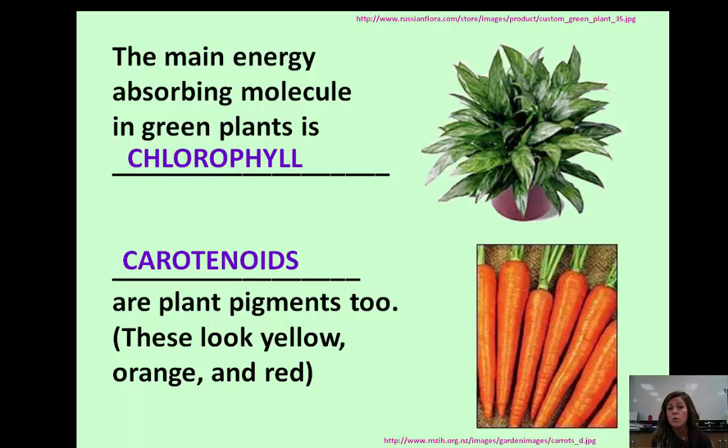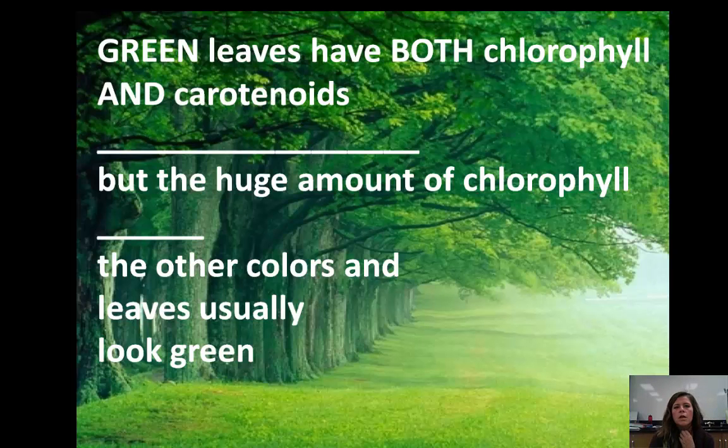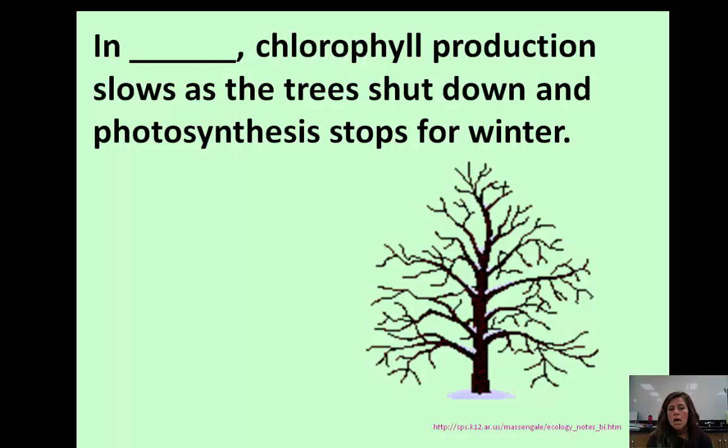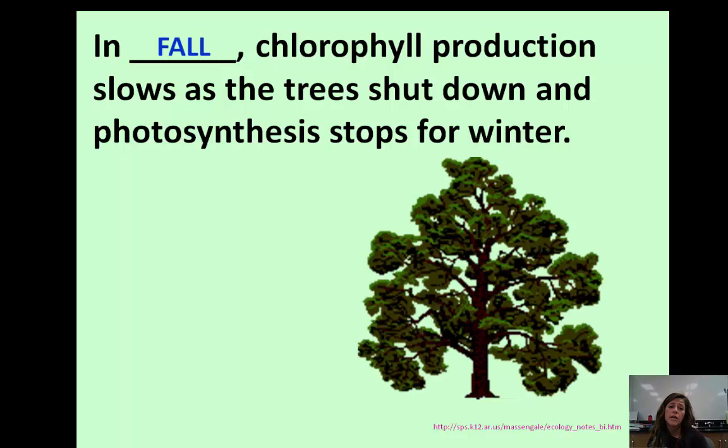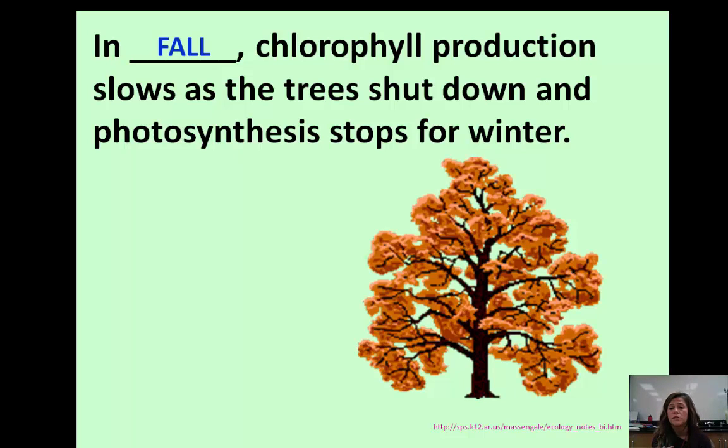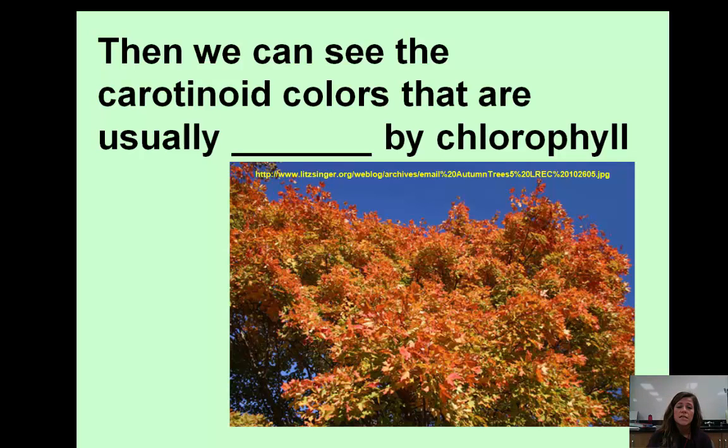Carotenoids are plant pigments as well. Basically all plants contain carotenoids and chlorophyll, but in green plants it's predominantly chlorophyll. A lot of carotenoids are going to look yellow, orange, and red. Green leaves have both chlorophyll and carotenoids all the time, but the huge amount of chlorophyll hides those other colors. In the fall, chlorophyll production slows as trees start to shut down and photosynthesis stops. That's why we start seeing the different colors in our leaves. The carotenoids are not hidden anymore by the chlorophyll.